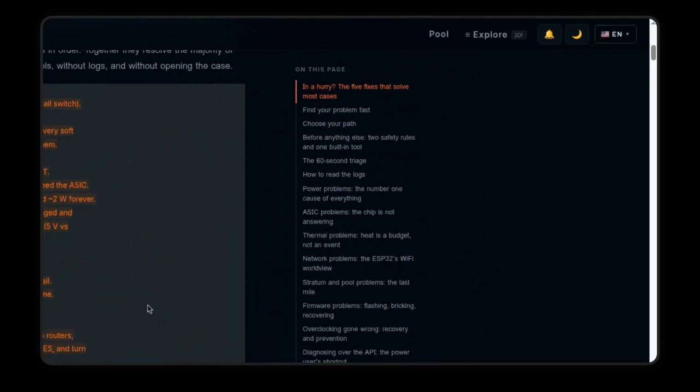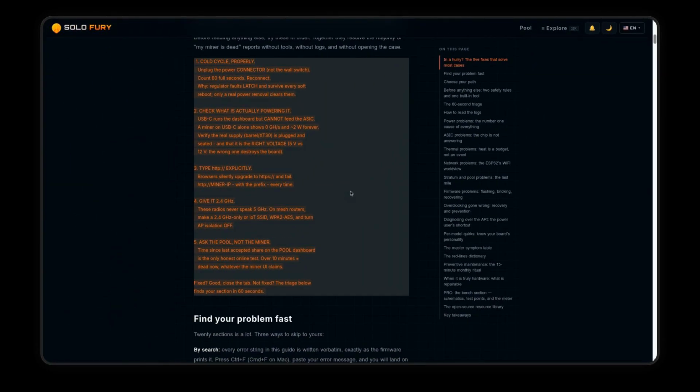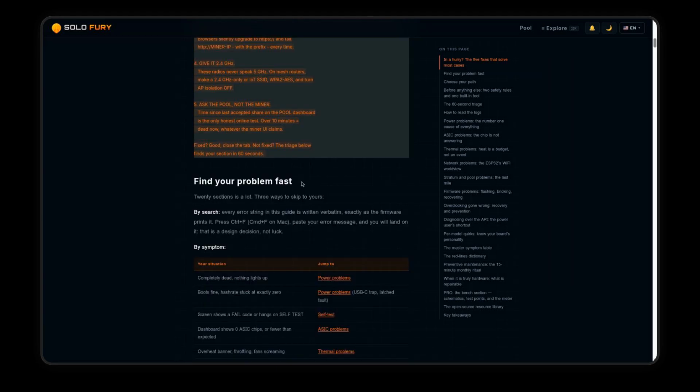If your home miner has gone quiet or stopped hashing, this guide gets you back online. Most dead miner cases are solved by 5 simple steps with no tools, starting with a proper cold cycle. Unplugging the power connector for 60 seconds, because power faults latch and survive a normal reboot.